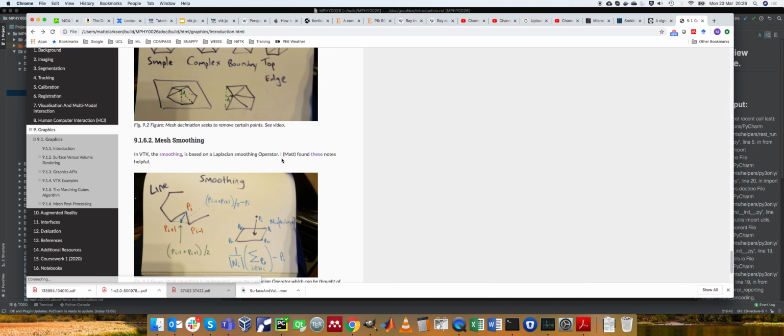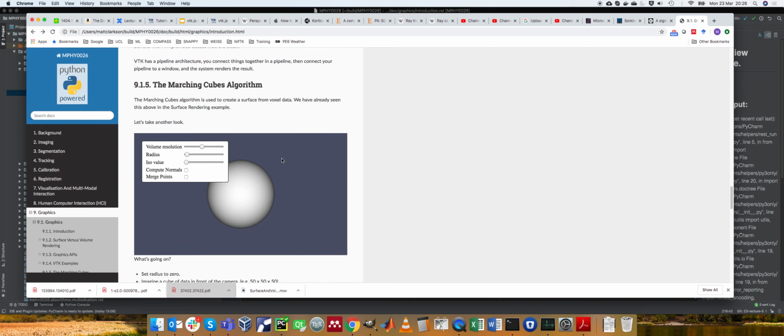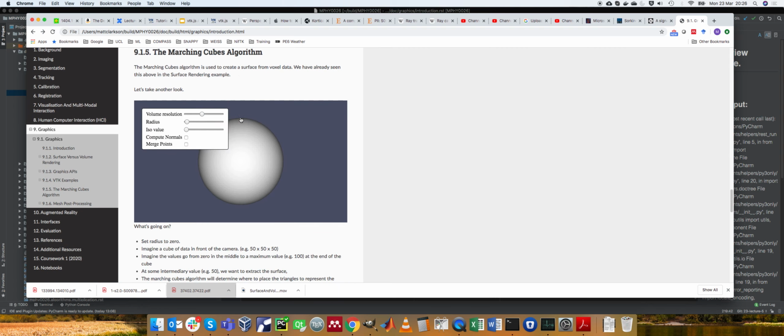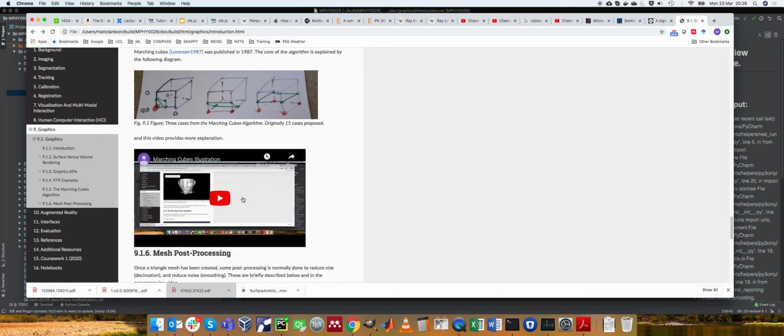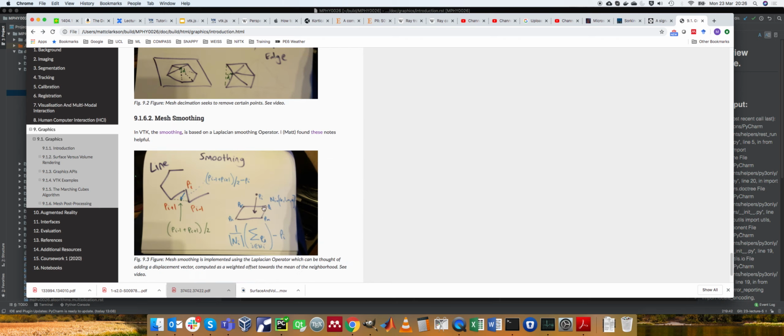So given these two things now, and the previous marching cubes, we now know how to segment something, how to create an isosurface, how to do mesh post-processing, specifically how to reduce the number of points and how to smooth the points.